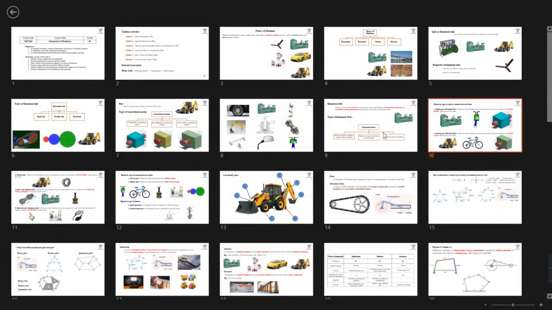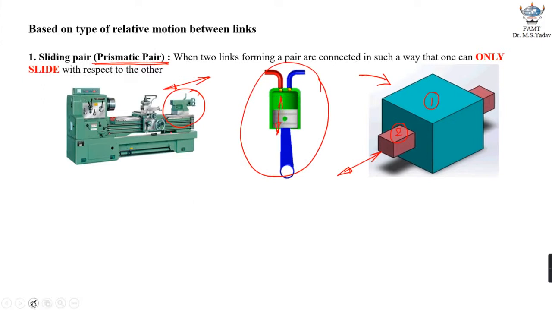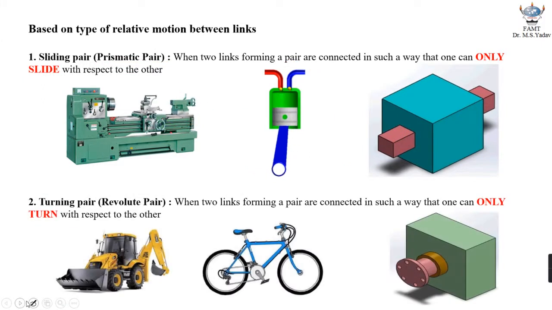Let's move on to the next one. So the next type of pair is the turning pair. Now when two links forming a pair are connected in such a way that one can only turn with respect to the other one. Let us understand the concept with this figure. Once again, let me call this link number 1, link number 2, and if I notice, link number 2 can only turn with respect to link number 1. So this is typically called the turning pair.